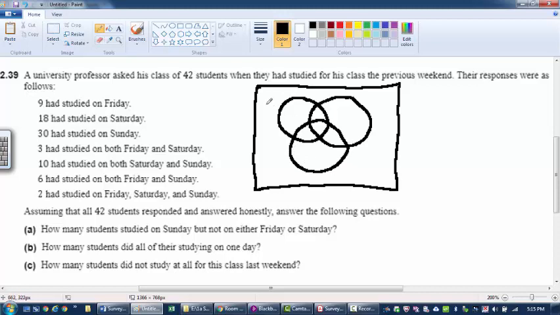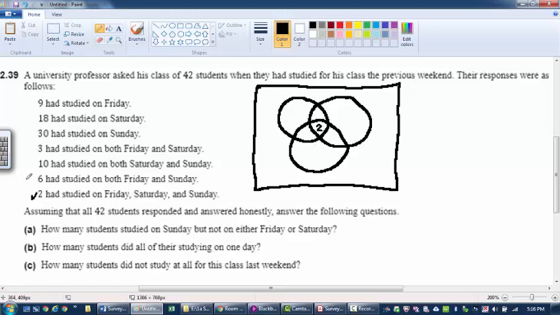I'm going to make my pen a little bit thinner right here. Okay, we normally start reading left to right or from top to bottom, but in these types of problems, we're going to start down here. 2 studied on Friday, Saturday, and Sunday. So that would be right in here.